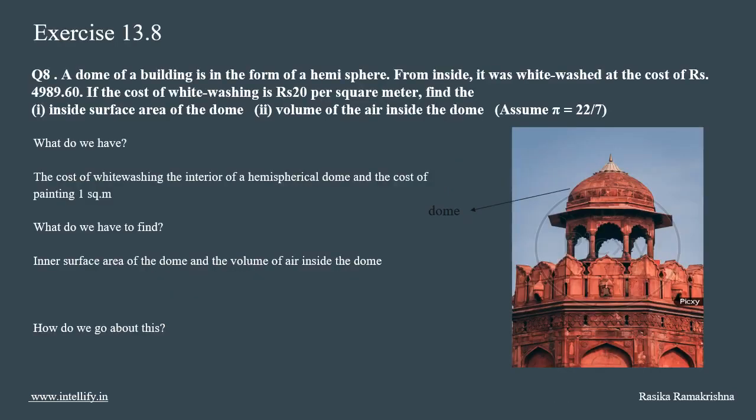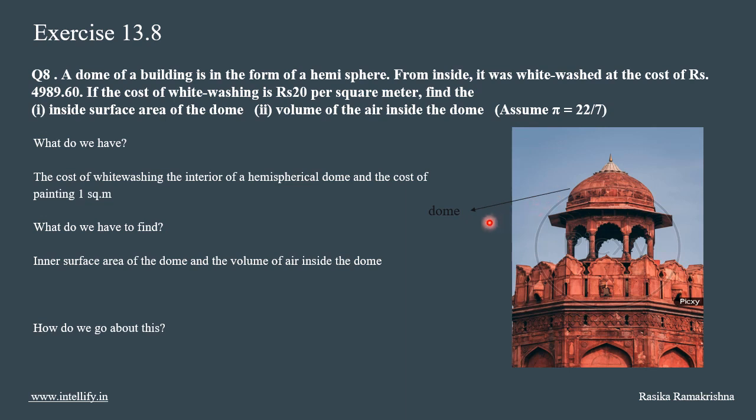Exercise 13.8, question number 8. A dome of a building is in the form of a hemisphere. From inside, it was whitewashed at the cost of rupees 4989.60. If the cost of whitewashing is rupees 20 per square meter, find the inside surface area of the dome and the volume of air inside the dome. Assume pi equal to 22/7.